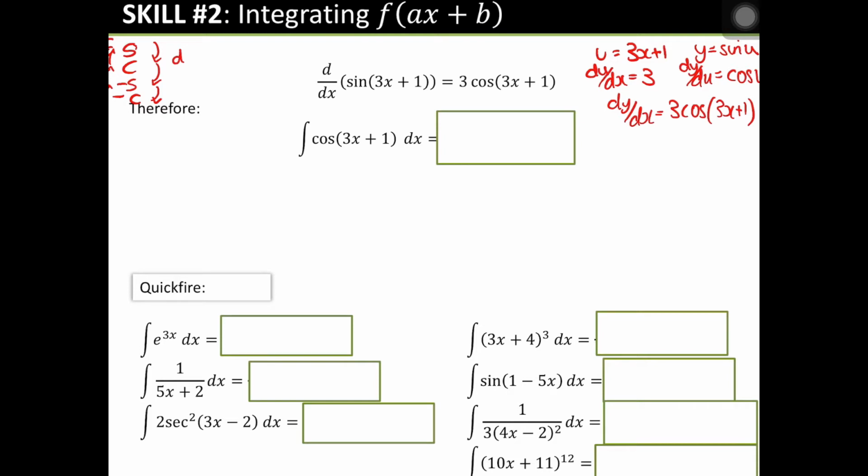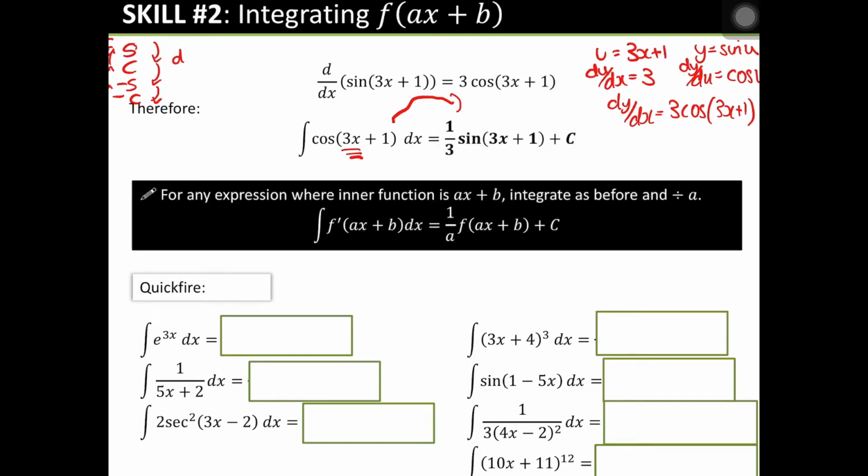Okay, now that means if I wanted to go back the other way, for example, but I want to integrate just cos of 3x plus 1 rather than the 3, I use the same idea, and we can see that these two things are very close to being matching. Okay, the only difference is we need to find a third of it. Okay, and that 3 comes from our amount of x that is in there.